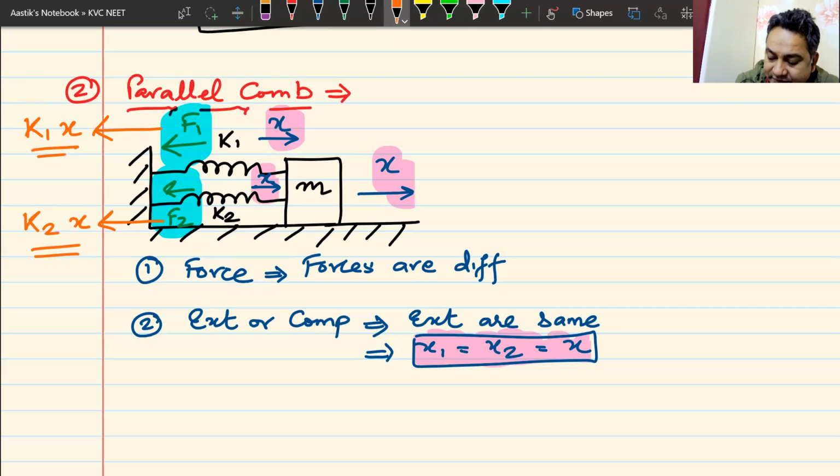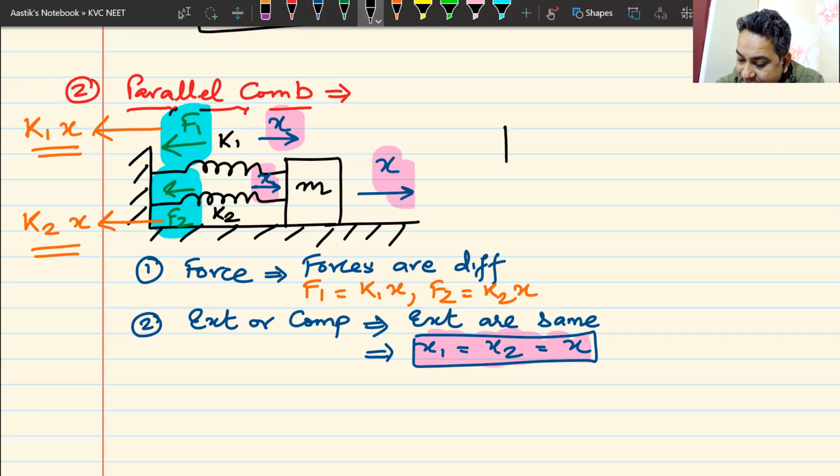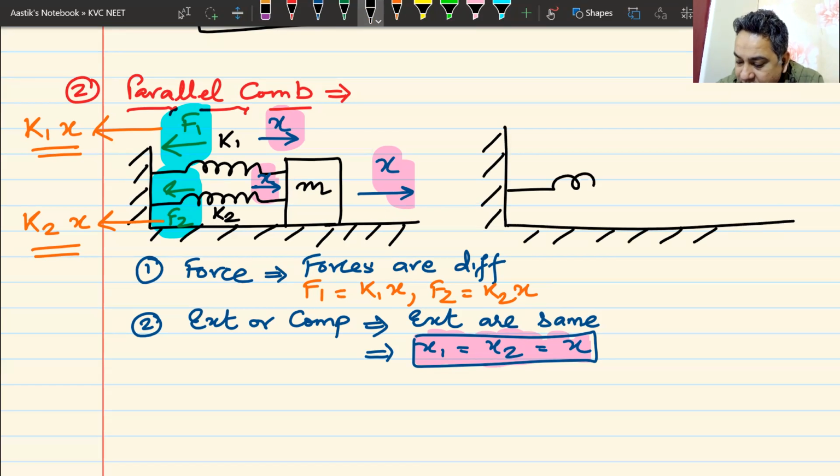Do we all understand this? That the forces are different. F1 shall be equal to K1X and F2 shall be equal to K2X. So far, so good? Clear? Is there any doubt here? Now, the point is, can I replace them by a single spring? And the answer is yes, beta. You can replace these two springs by a single spring.